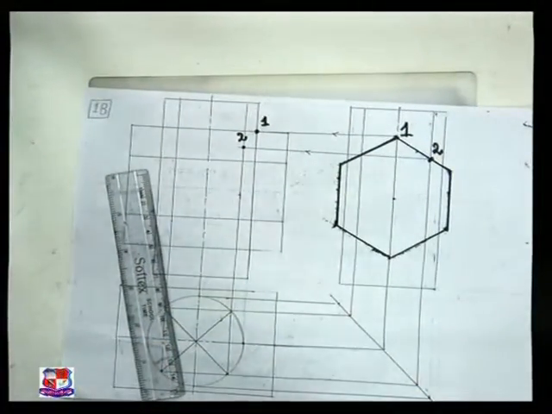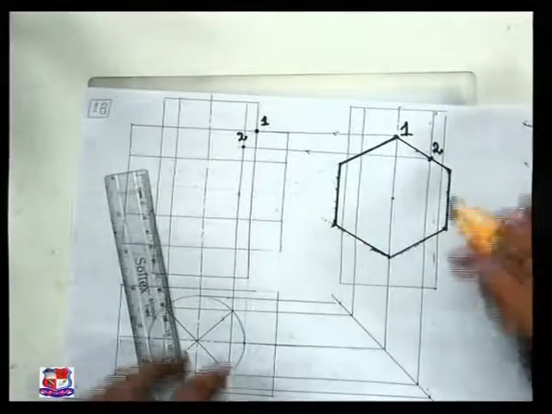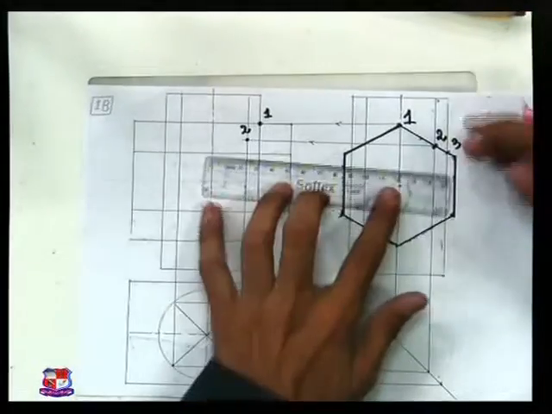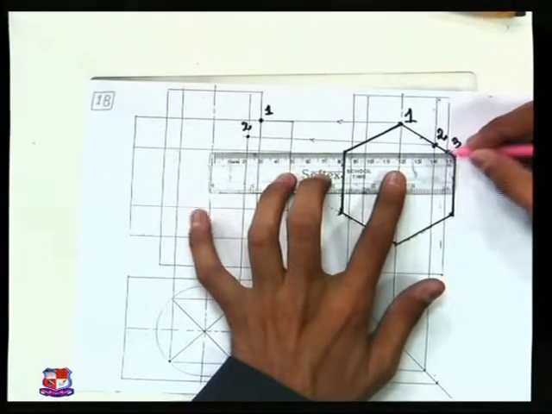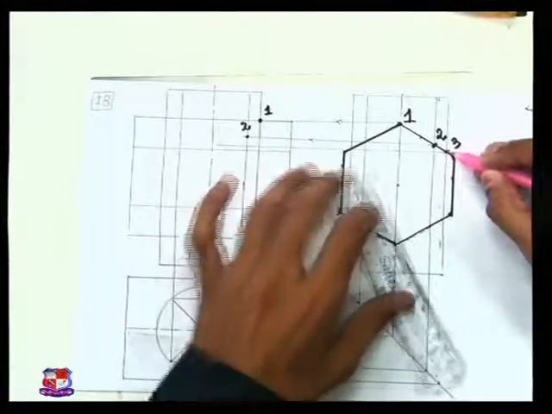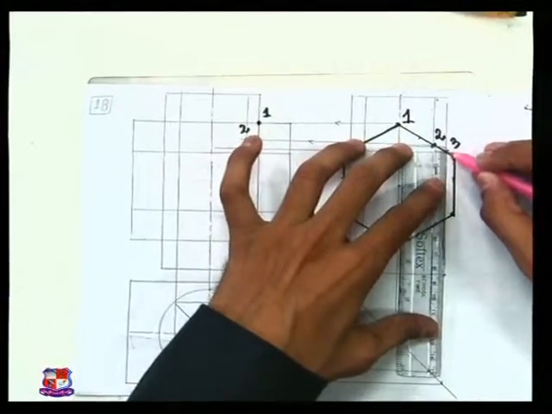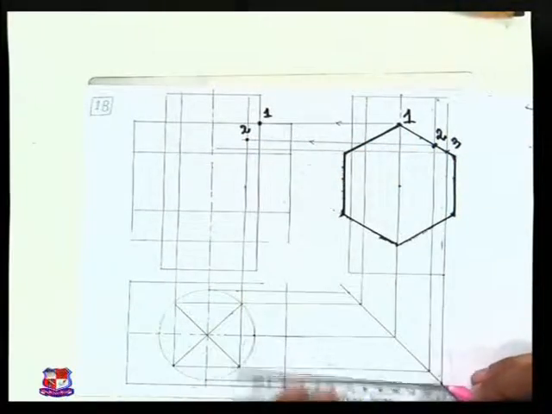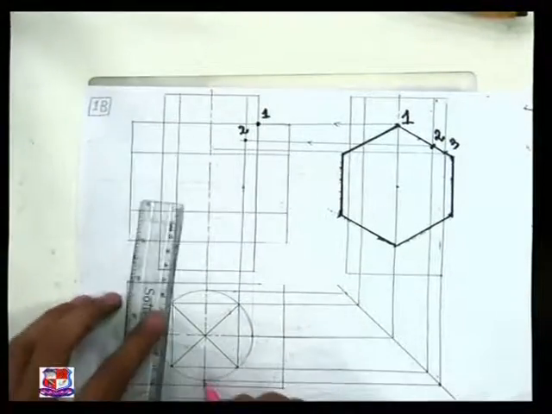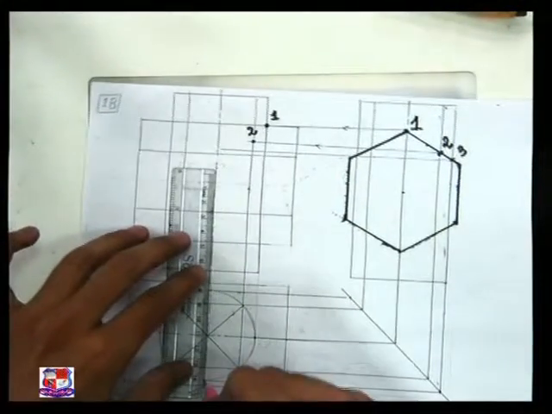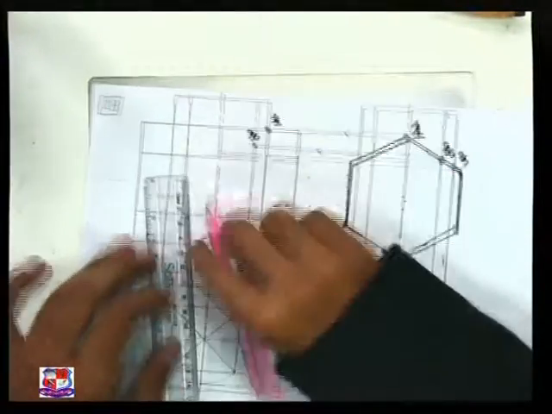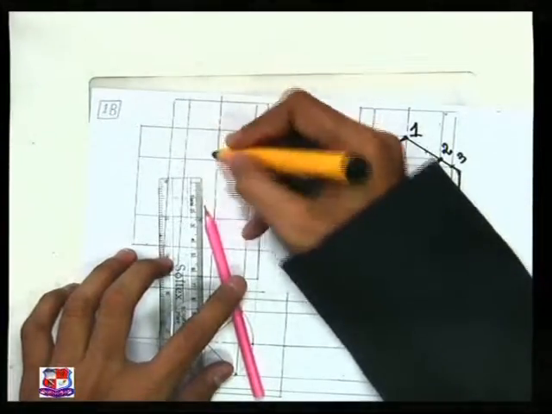Similarly for point number 3, here is point number 3. So name this point as point number 3. From this point, draw a horizontal line like this. Then transfer this point number 3 to the top view by drawing vertical lines like this and a horizontal line from here, and this point will touch the circle at this point. From this point, draw a straight vertical line, and that will cut the horizontal line from point 3 here, and this is point number 3.